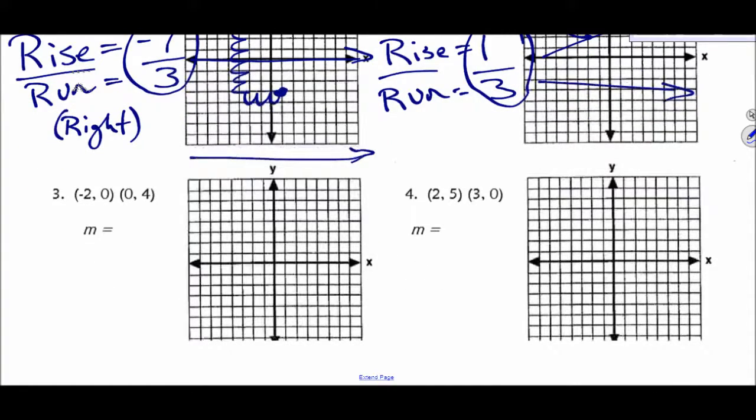Number 3, (-2, 0) is there. (0, 4) is there. I'm seeing that going uphill from left to right. And again, I just want to count my rise. 1, 2, 3, 4. You want to count your up and down first, and then you go to the right. Sorry, it's going up 4, and then it's going over 1, 2 spots. This does simplify, so I'm going to just change that into a slope of just 2.